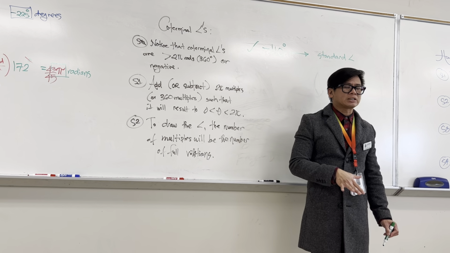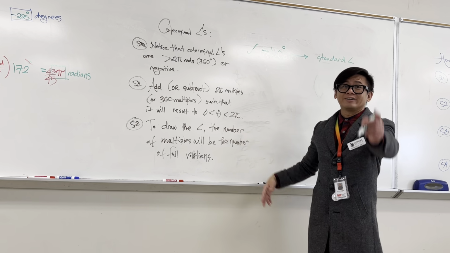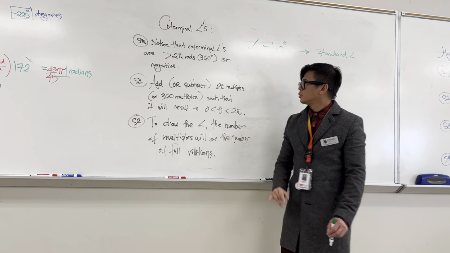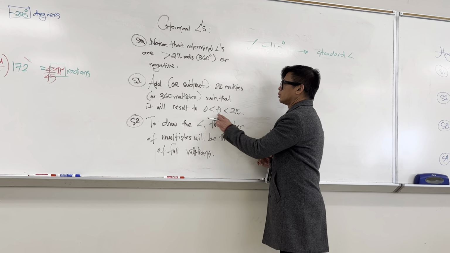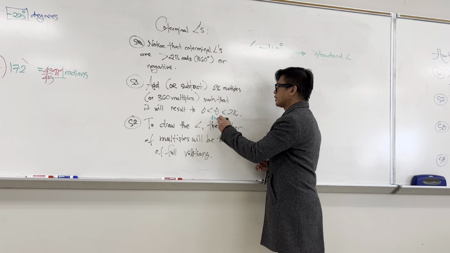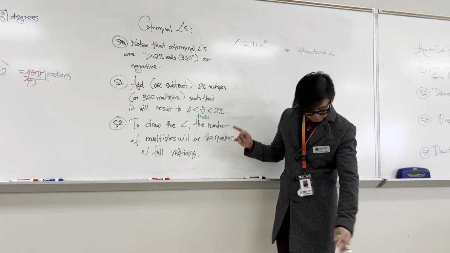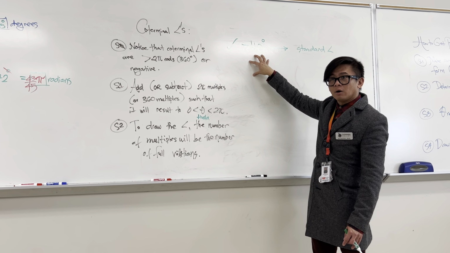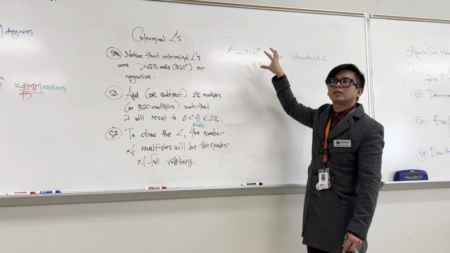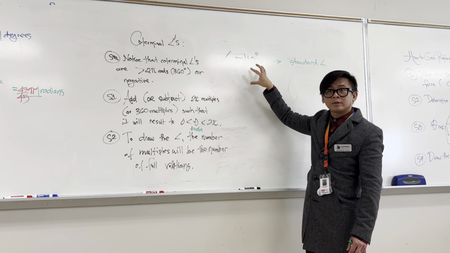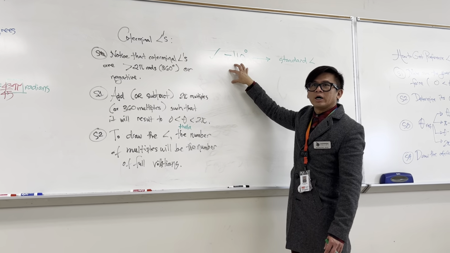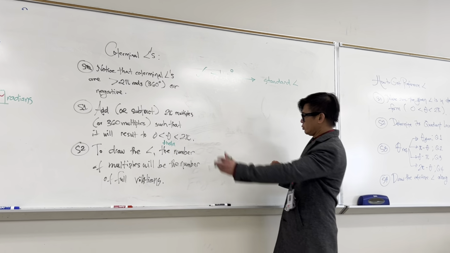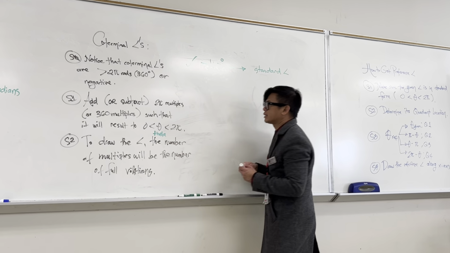What do we do then if it's a coterminal angle? Let's read step number 1. Go ahead. Add or subtract 2 pi multiples or 360 multiples such that it will result to 0 less than theta, our Greek letter theta, less than 2 pi. So you want to add or subtract a multiple of 360 degrees, or 2 pi in radians, so that it will go positive, less than 360. Do we add or subtract to make it positive less than 360?